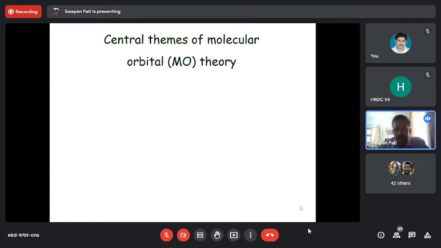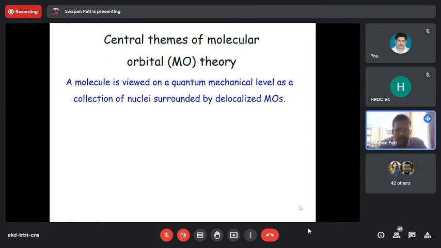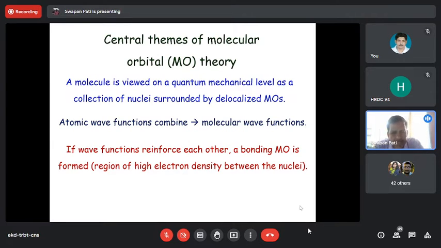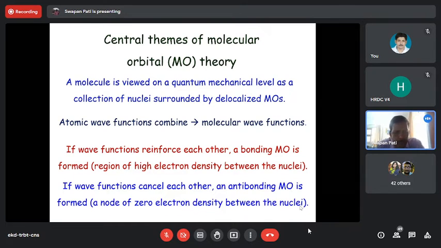So central themes of molecular orbital theory. Okay, the molecule is viewed on a quantum mechanical level as a collection of nuclei surrounded by delocalized molecular orbitals. Atomic wave functions combine to give rise to molecular wave functions. If wave functions reinforce each other, a bonding molecular orbital is formed, a region of high electron density between the nuclei. And if wave functions cancel each other, an anti-bonding molecular orbital is formed, a node of zero electron density between the nuclei.